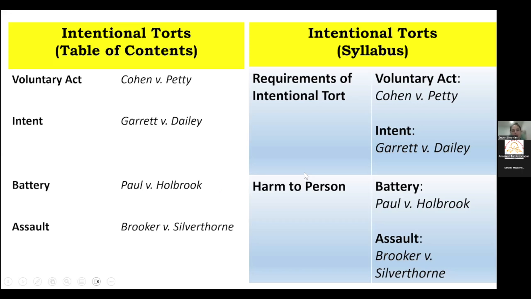So this to me is a perfect example, but very, very simplified. Suppose I was looking at the table of contents and I opened up the syllabus as well. And I saw that in the syllabus, it says requirements of intentional tort. It has to be a voluntary act, and then there has to be intent. And then I also saw that the next day's reading is going to be on harm to person, battery, and assault. But notice in the table of contents, it's not categorizing it the way the syllabus did. My job is to combine it and to make sense of both together.